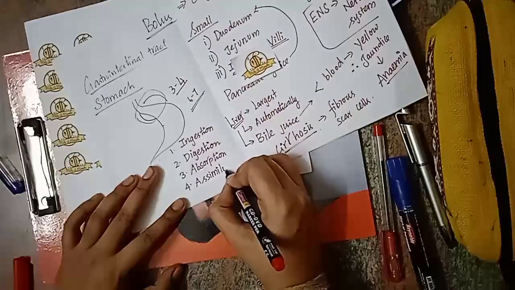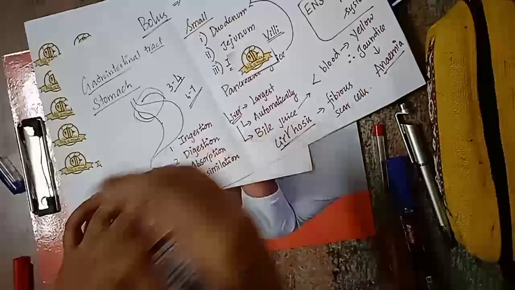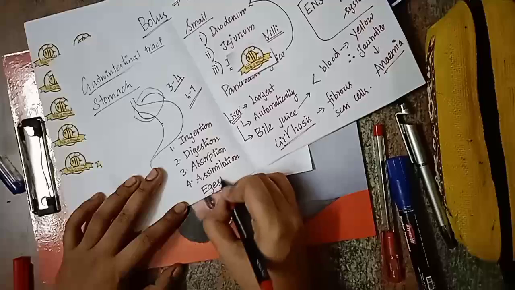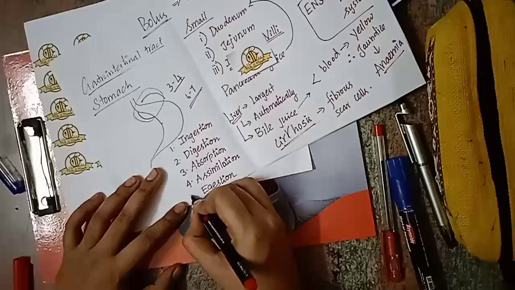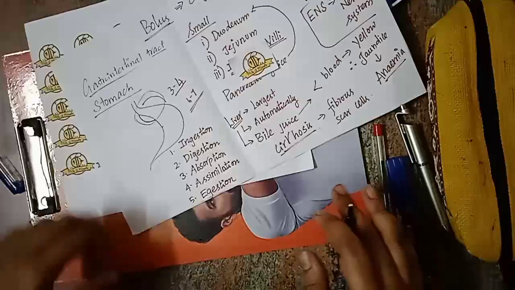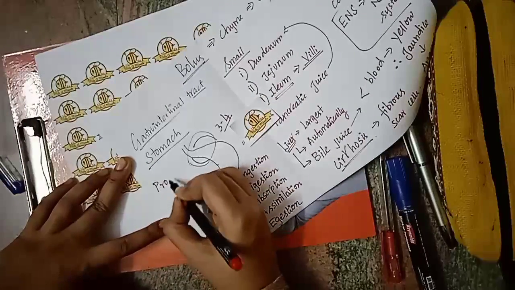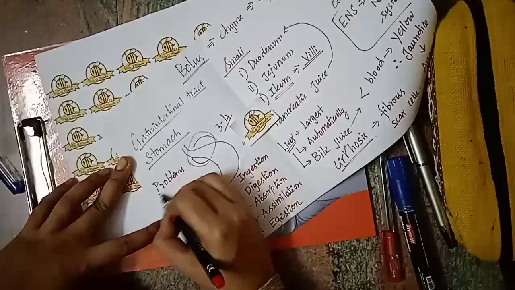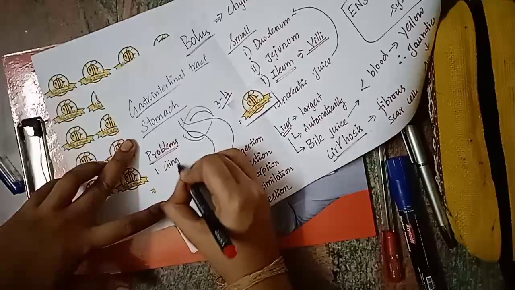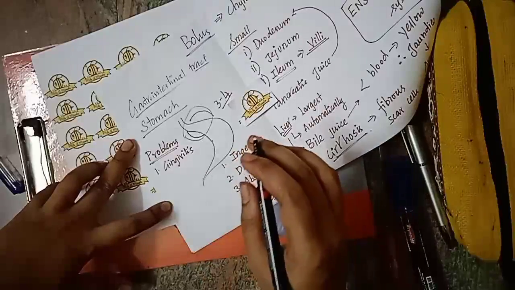And then the final one is egestion. Egestion is the process through which the waste is sent out. So these are the 5 steps in digestion. And then we have some digestive problems, the problems relating to digestion. So those problems are, first one is gingivitis. Gingivitis is nothing but gum inflammation. The inflammation in the gums is called gingivitis.